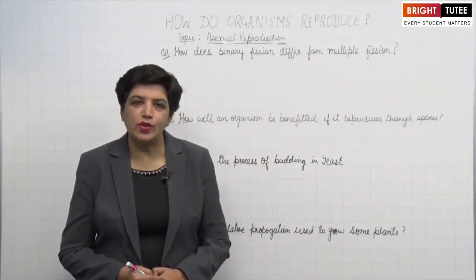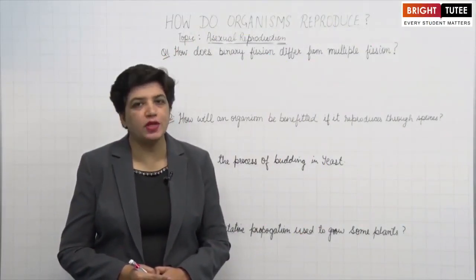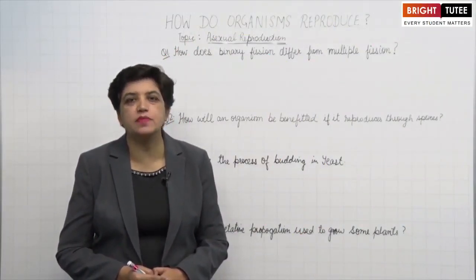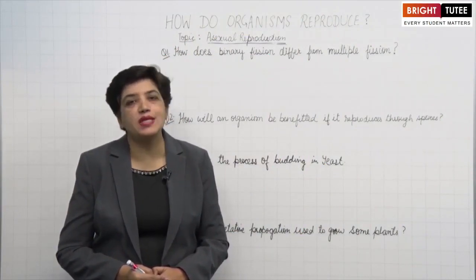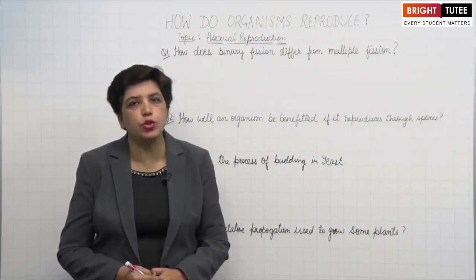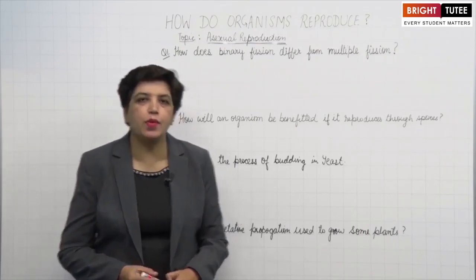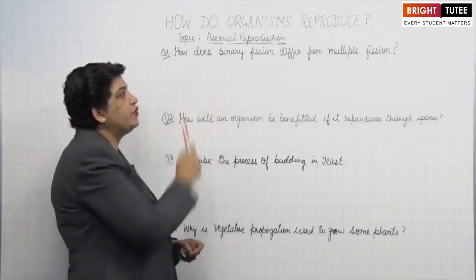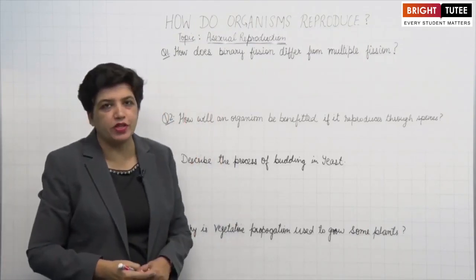Students, now I will take up some important questions from the chapter How do organisms reproduce? First, let us take up the topic of asexual reproduction. Question number 1. How does binary fission differ from multiple fission?